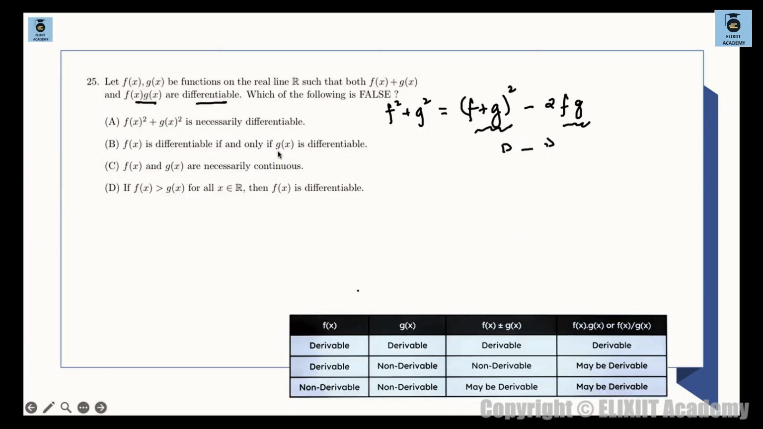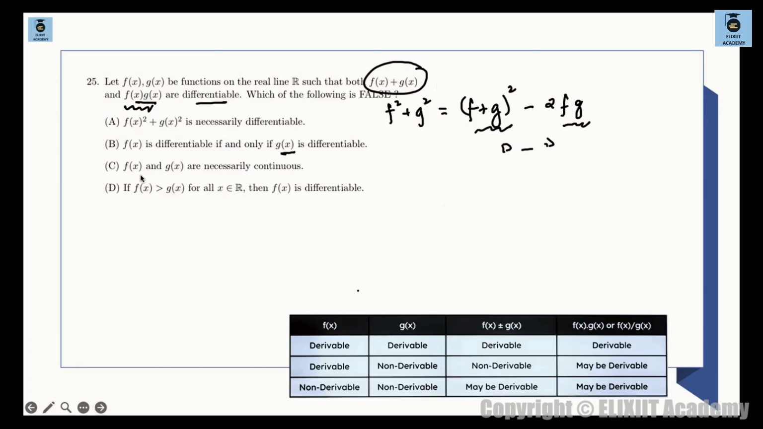Now for option B also you can take the help of this chart. It's quite visible from here. Look, f(x) is differentiable if and only if g(x) is differentiable, because the product will not matter, whether g(x) is differentiable or not will not matter in the product, but in the sum this will matter. For f(x) plus g(x) to be differentiable, g(x) has to be differentiable, and if g(x) is differentiable automatically this will hold for the product also, right? f(x) into g(x) will also be differentiable if g(x) is differentiable. So the entire thing will hold if g(x) is differentiable, which means B is also true.